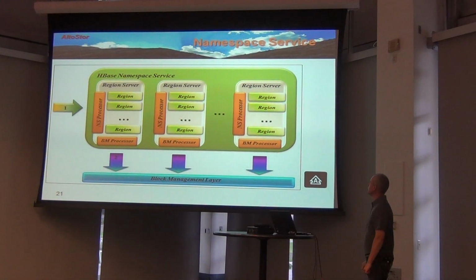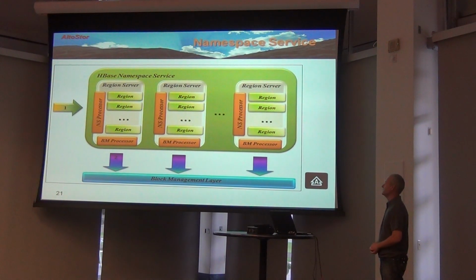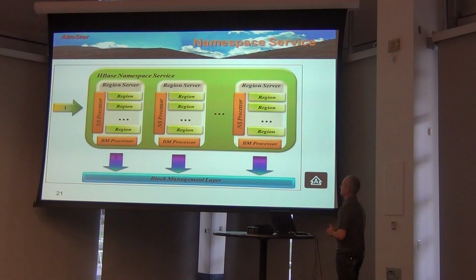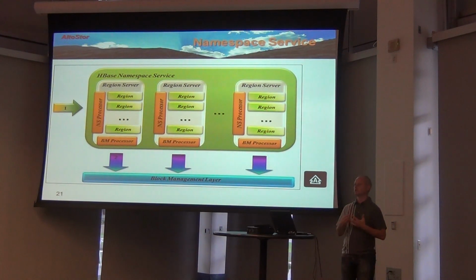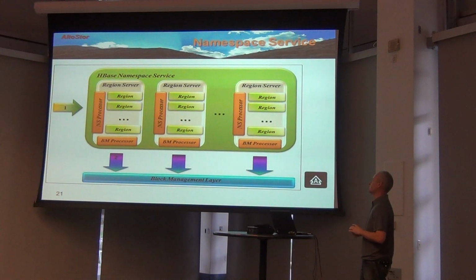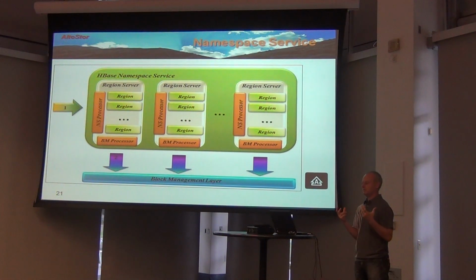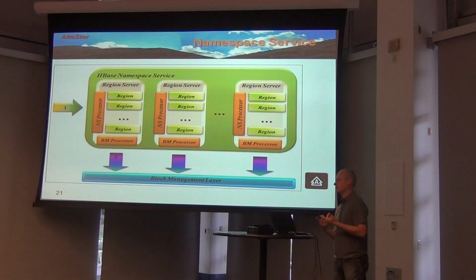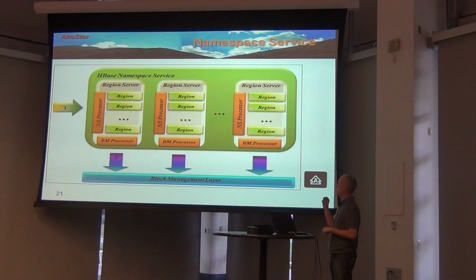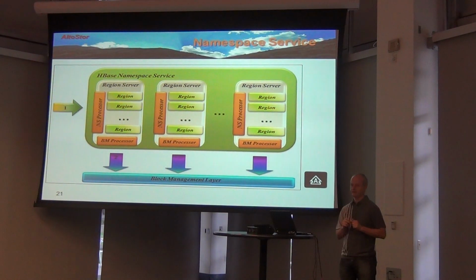A closer look is zoomed into the HBase namespace service. So we see regions here, and we see region servers here, and we see regions served by those region servers. There are two things that Giraffa adds to the region server: two coprocessors. The first one is the namespace processor, which processes all the requests coming from the client. And there is one block management processor that triggers block allocation requests to the block management layer.